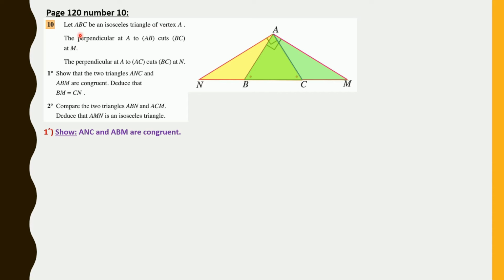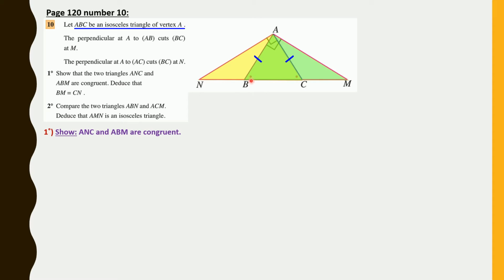Now looking at the information given in the text of the exercise, since ABC is isosceles of vertex A, we can claim that the side AC in triangle ANC is equal to side AB in triangle ABM, because these two sides are the legs of this isosceles triangle ABC of vertex A.